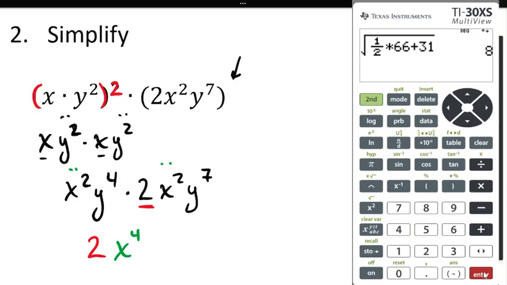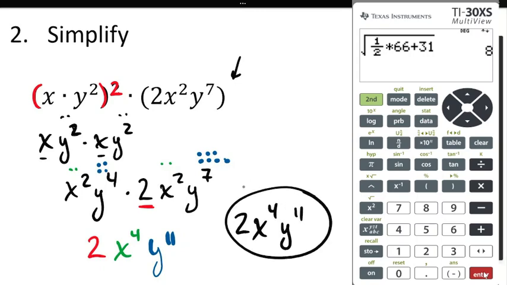And then in terms of y's, you can see that I have 4 of them here, 1, 2, 3, 4. And I've got 1, 2, 3, 4, 5, 6, 7 factors of y there. So 7, 8, 9, 10, 11. So there are a total of 11 factors of y in my answer. So this is y to the 11th power. So my final answer I'm going to write down is just 2x to the 4th, y to the 11th. This is the simplified version of our original problem.